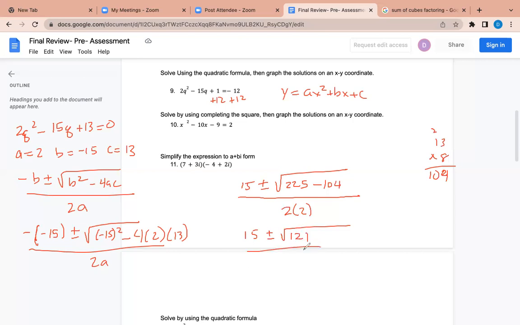Right, okay, all over 4. This equals 15 plus or minus 11 over 4, which is then 15 plus 11 over 4 and 15 minus 11 over 4. So this is 26 over 4. This is 4 over 4, which is equal to 1. So this is 6.5. Okay. All right.